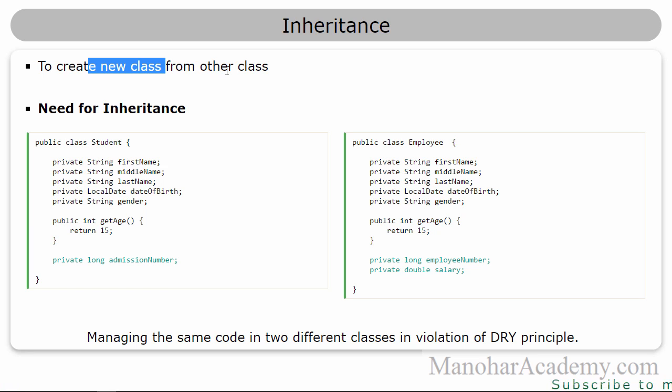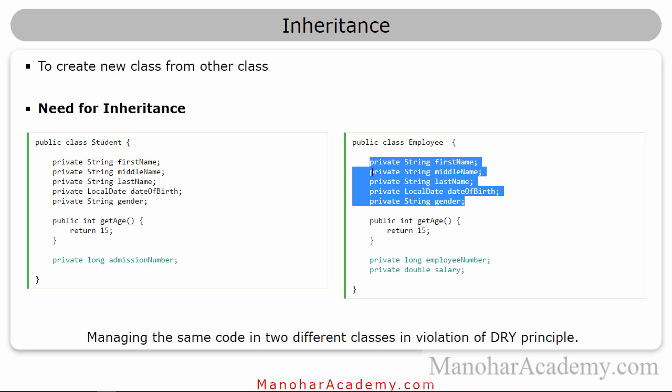Let's say in Manohar Academy, we have employees who teach and students who are taught. So we have students and employees. When I create a class for students, it will have first name, middle name, last name, date of birth, gender, and admission number. So each student will have an admission number and these personal details. Also, my employees will have these personal details, first name, middle name, last name, date of birth, gender, and they will have employee number and the salary I pay.